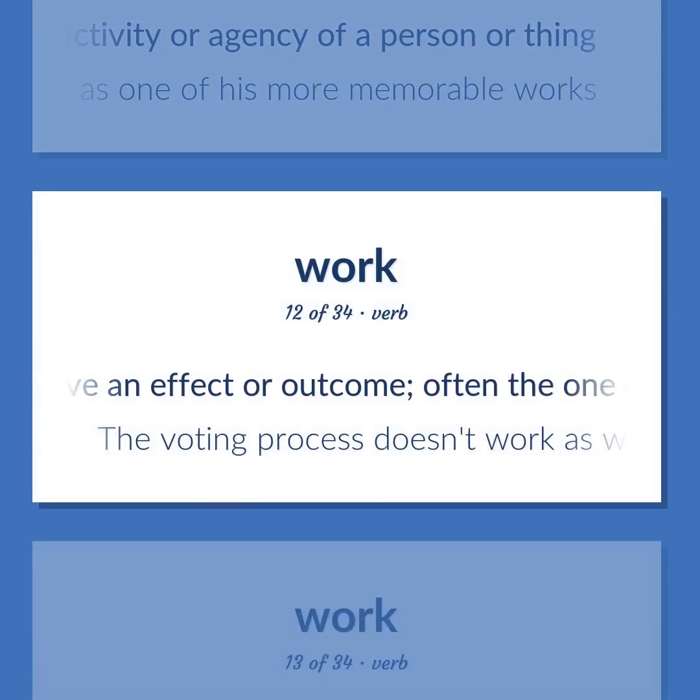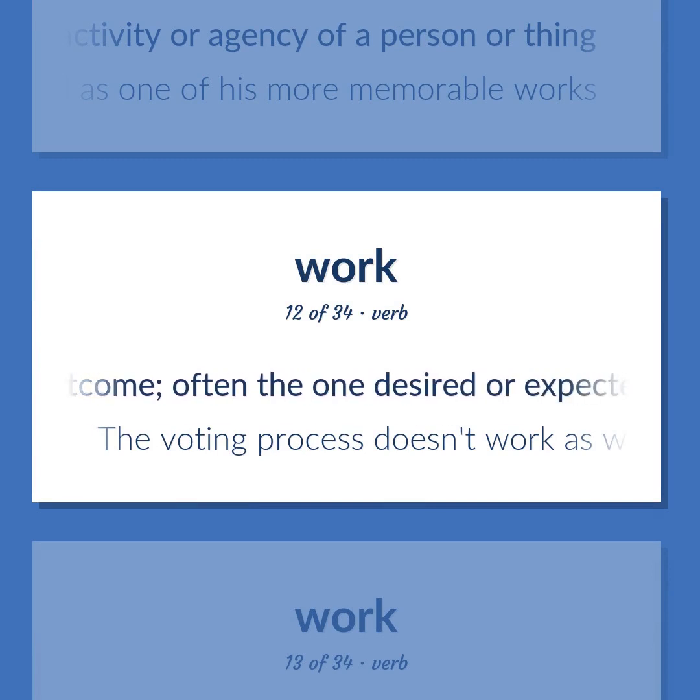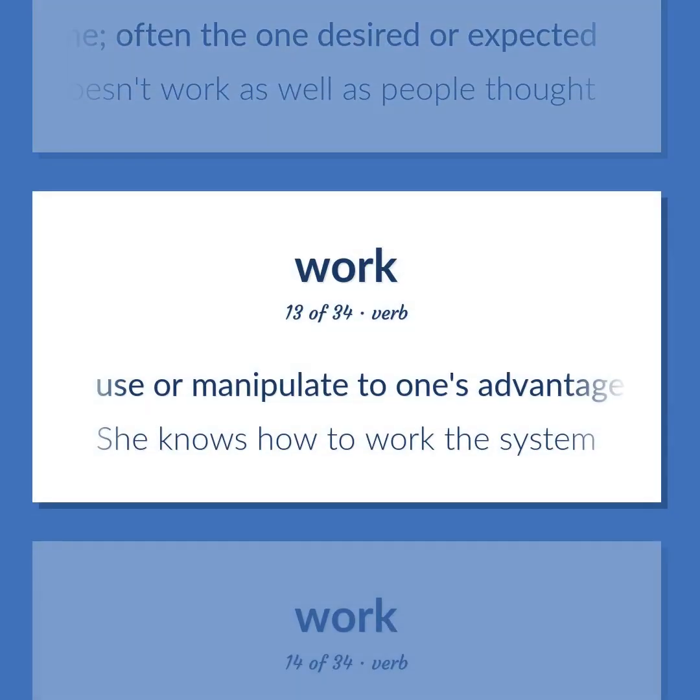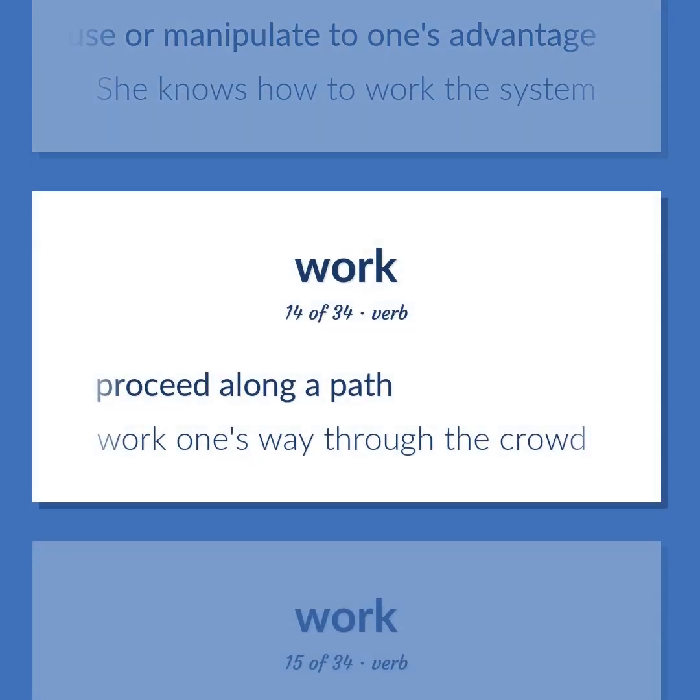Have an effect or outcome, often the one desired or expected. The voting process doesn't work as well as people thought. Use or manipulate to one's advantage. She knows how to work the system. Proceed along a path. Work one's way through the crowd.